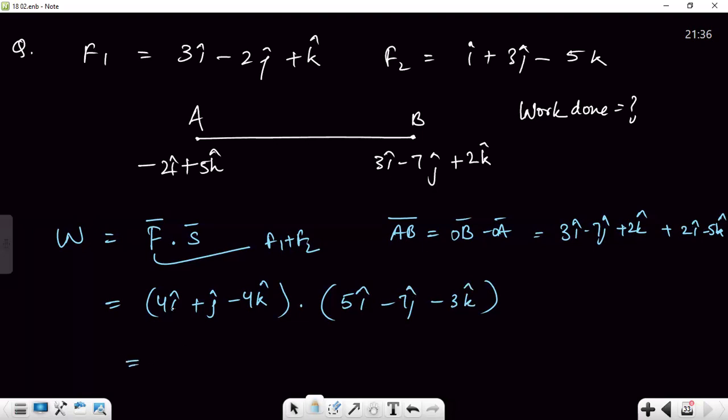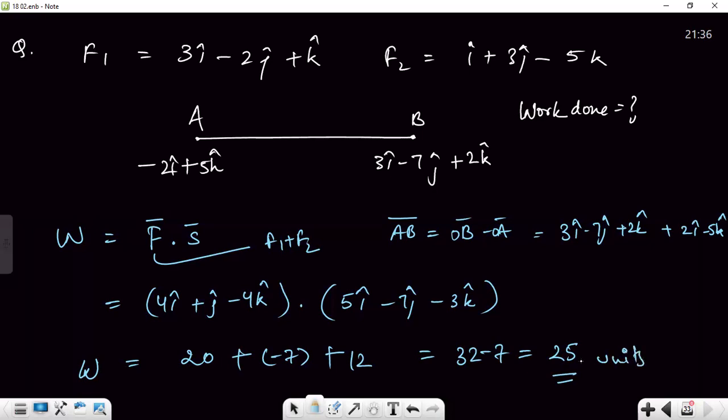Dot product. So all will get multiplied with the respective i caps. So 4 into 5, 20, plus 1 into minus 7, minus 7, plus minus 4 into minus 3, plus 12. 20 plus 12 is 32, minus 7 becomes 25. Joules is the work done. Okay, 25 units actually, we don't know about the unit. 25 units is the work done.